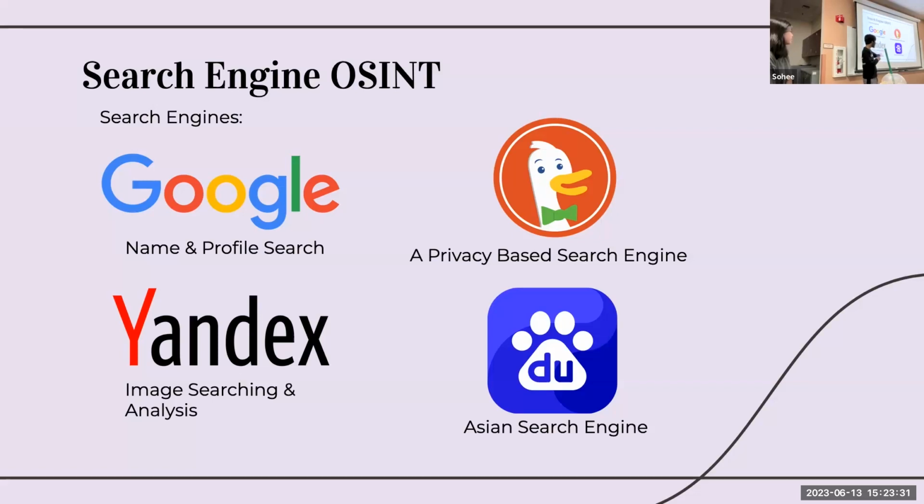For Baidu, it's more about Asian search. It's usually the primary search engine in China. So that's where you look more towards Asian intel if you want to get it on some Asian company, so it depends.